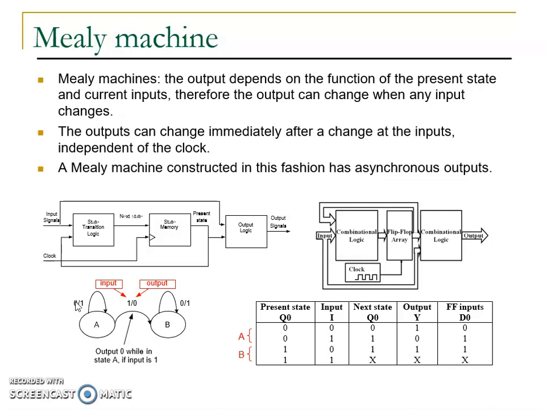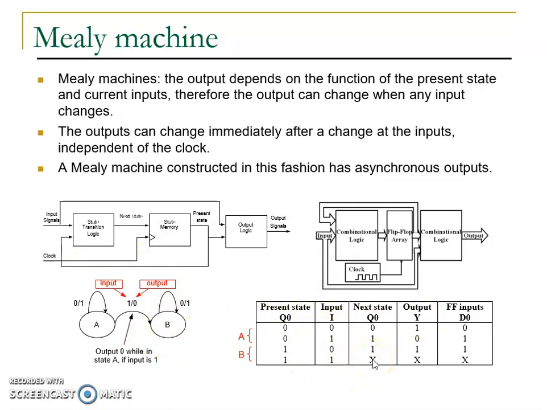For example, for state A, we have input 0 and input 1. For input 0, the next state is state A and the output is 1. For input 1 from state A, the next state is state B and the output will be 0. Meanwhile, for state B, they have input 0 and the output is 1. The next state is also B. So this state diagram will be reflected in the truth table.